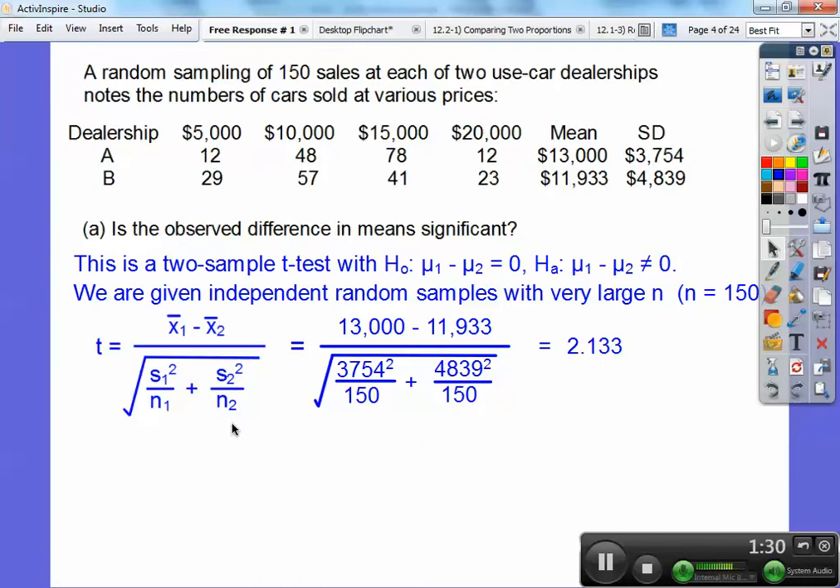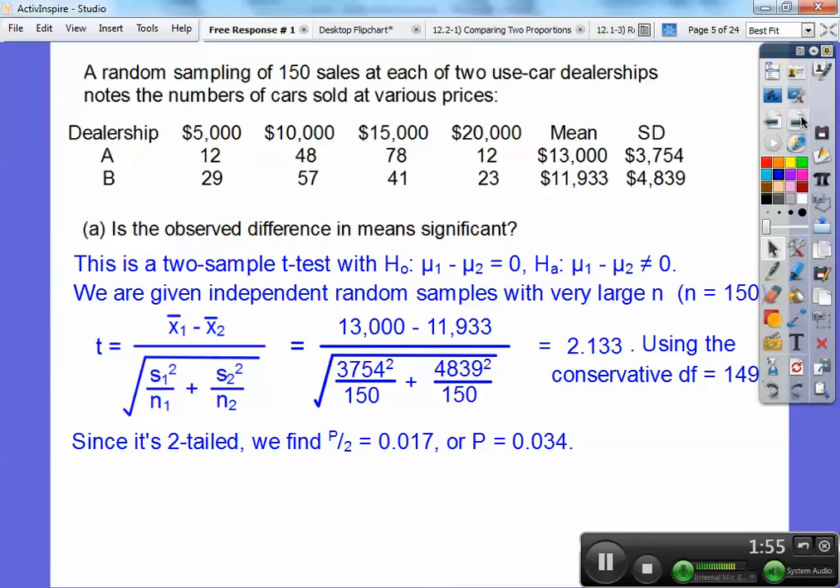Anyway, this formula is the difference in your means, which is the 13,000 minus the 11,933, these numbers right here. And then over the square root of the standard deviation of the first one squared over n1, 150, plus the standard deviation of the second one squared over n2. So you plug all those numbers in, and I get my t statistic is 2.133. Our degrees of freedom is the smaller of the two. Well, they're both equal to 150, so I'm going to use 149 because it's always n minus 1.